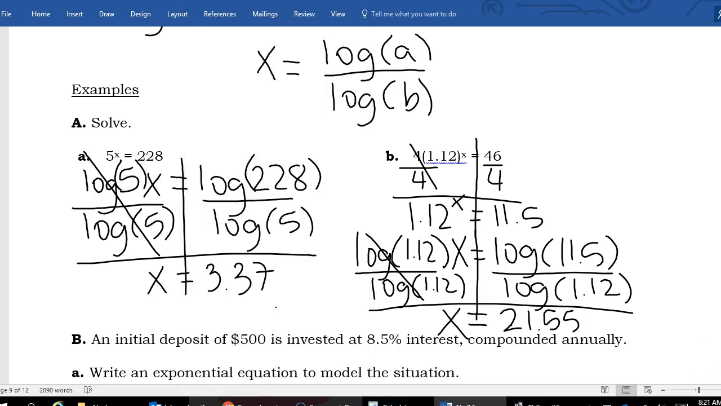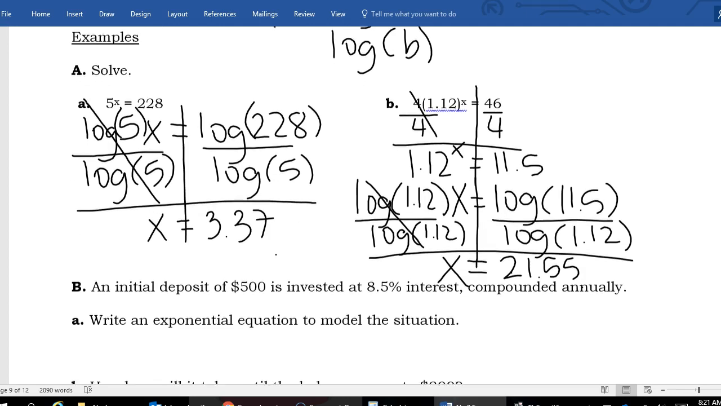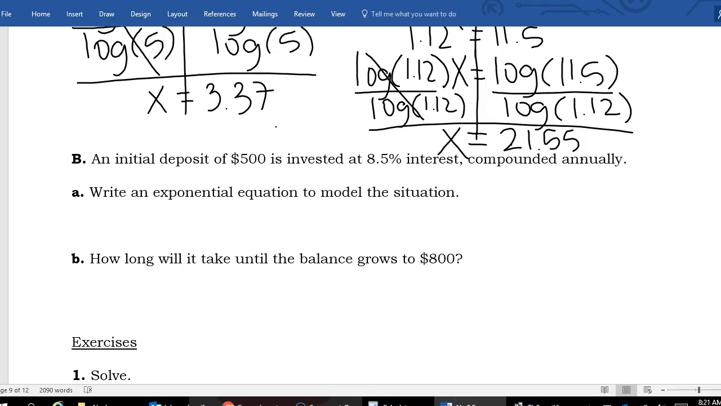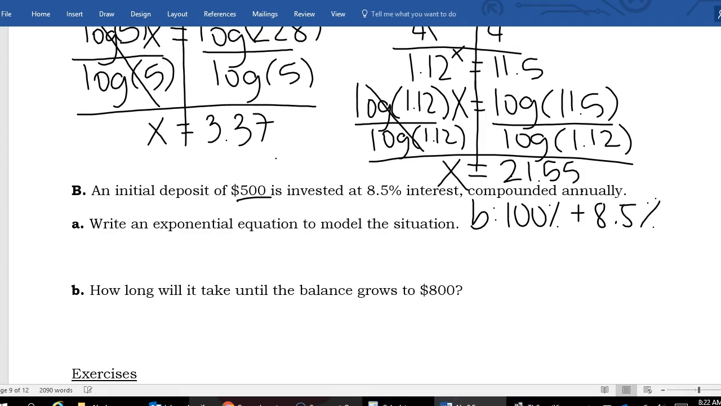Write an exponential equation to model the situation. We have an initial deposit of $500 invested at 8.5% interest compounded annually. So we have our starting value. We're going to have to do our side calculation to get our ratio. If we start at 100% and we add 8.5%, that brings me to 108.5%. Convert that to a decimal.